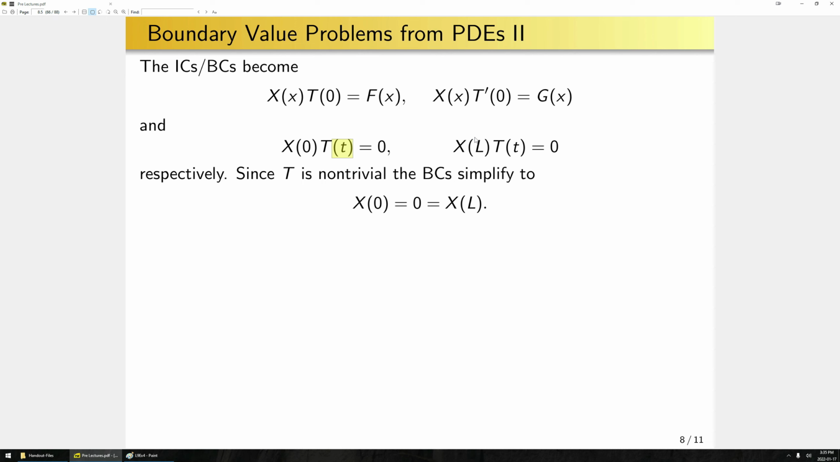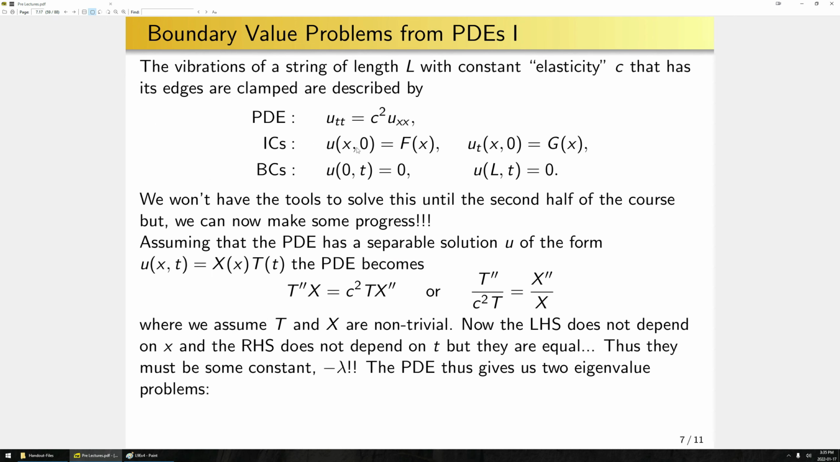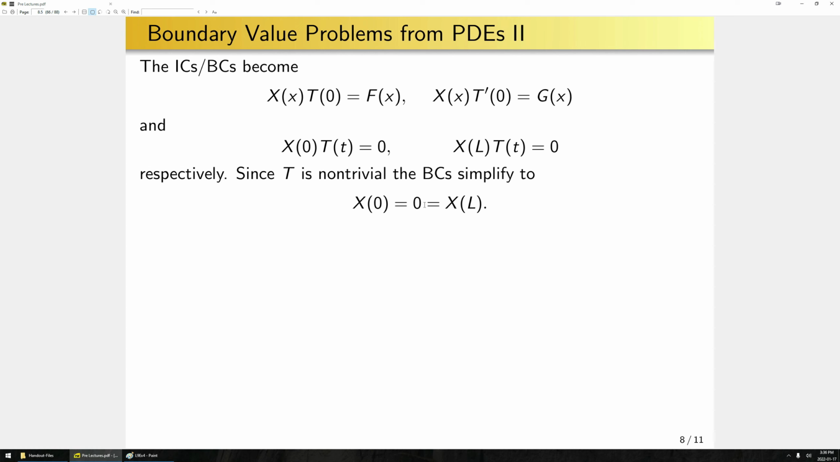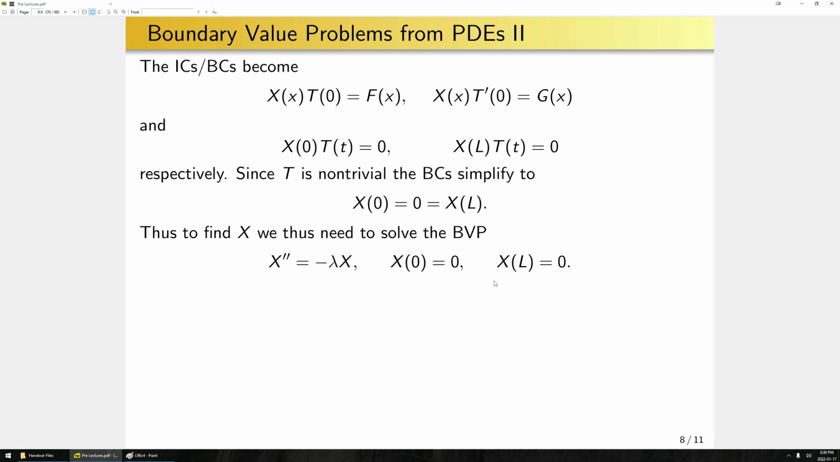Okay, so quite a bit to swallow, but let's take a step back and see what we've now done. We've turned our partial differential equation into these two eigenvalue problems, and we turned our initial conditions into something that's still kind of messy. We're not going to work with it now, we'll deal with it later. And we turned our boundary conditions into something particularly nice. So from here, we can find x by solving a boundary value problem such that x solves this eigenvalue problem, and x satisfies these two boundary conditions.